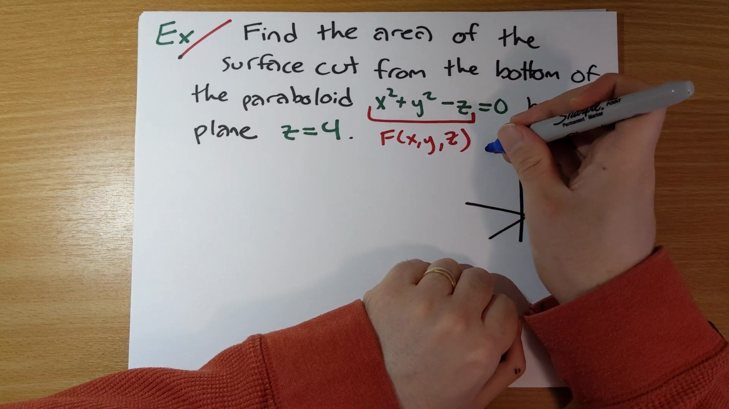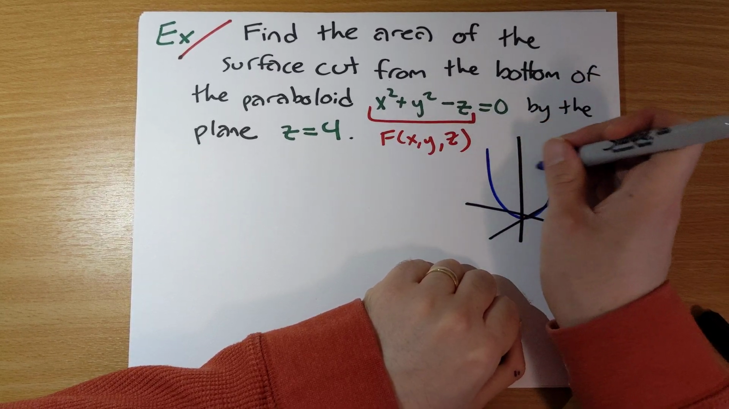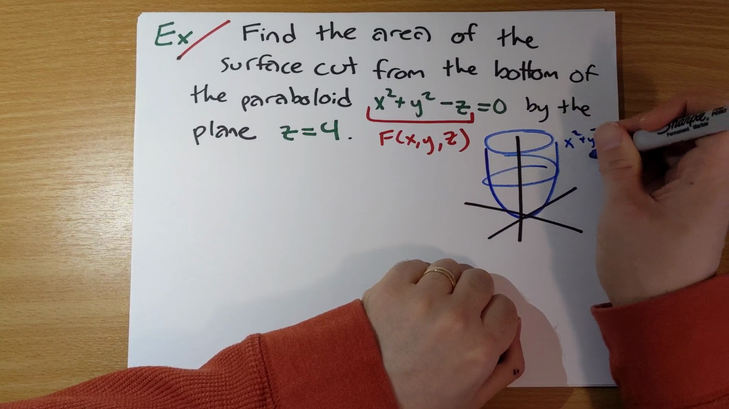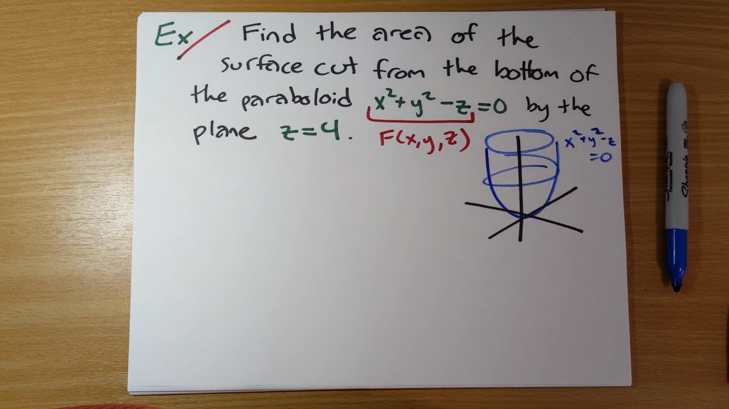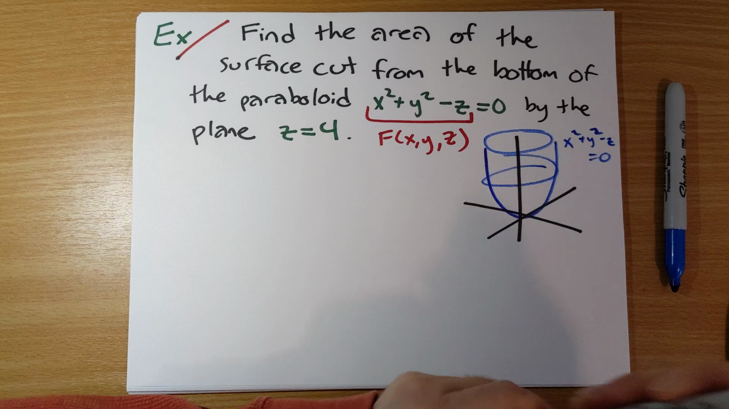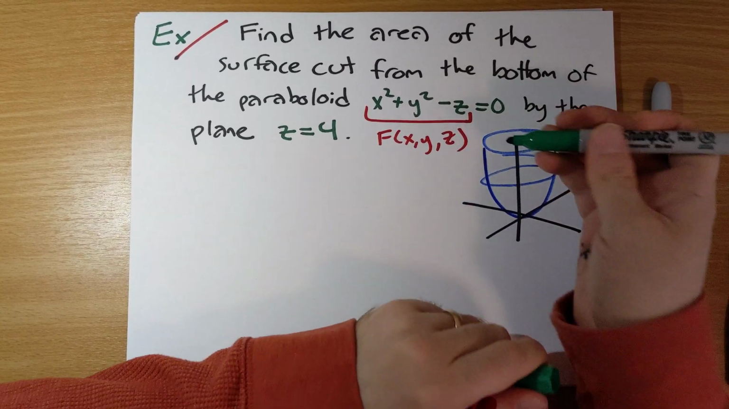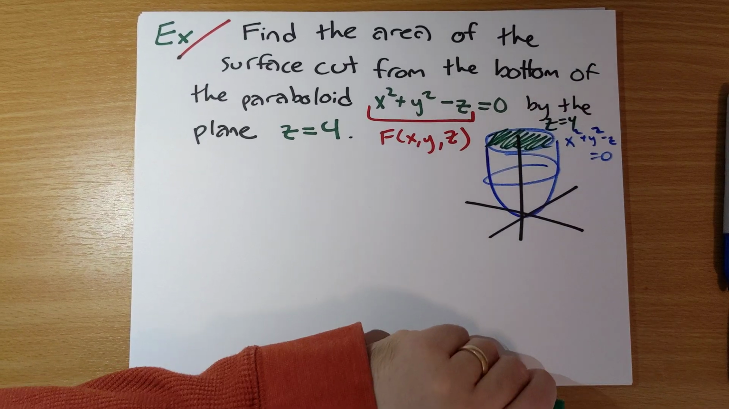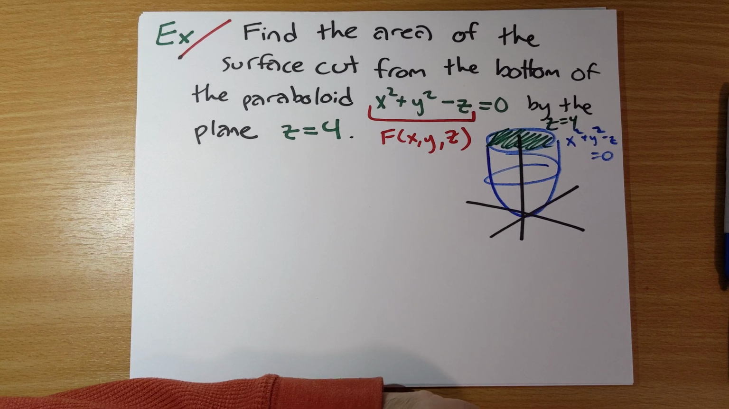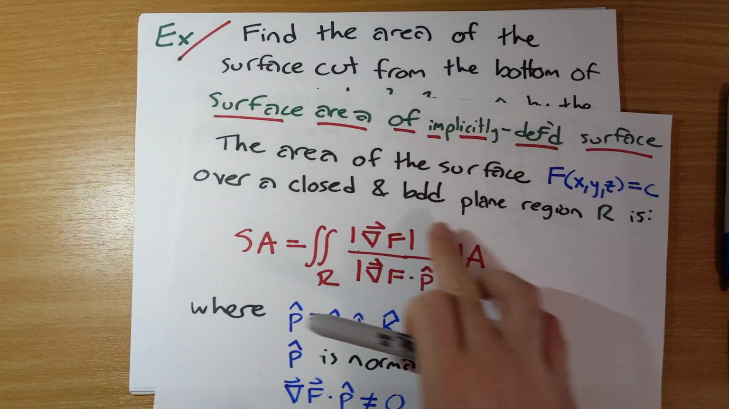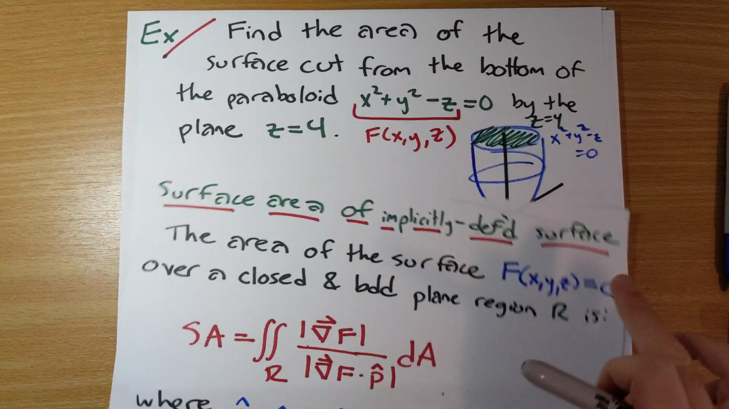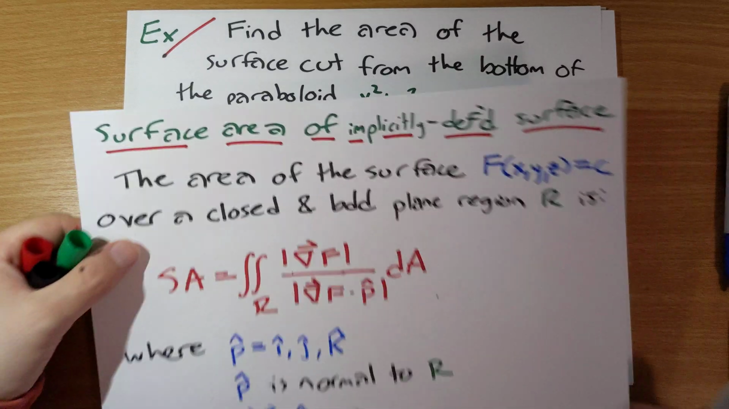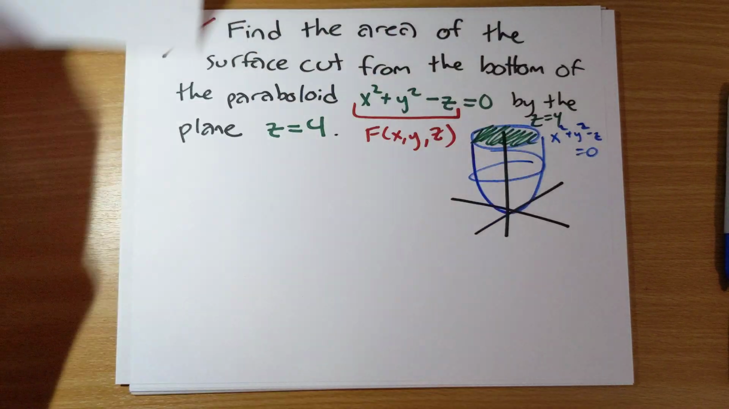So here is our paraboloid, x squared plus y squared minus z is equal to 0. And the idea is that we are cutting here. We're going to cut this off at z is equal to 4. So we have the area of our implicitly defined surface, x squared plus y squared minus z is equal to 0, f of x, y, z is equal to 0, over a closed and bounded plane region R.